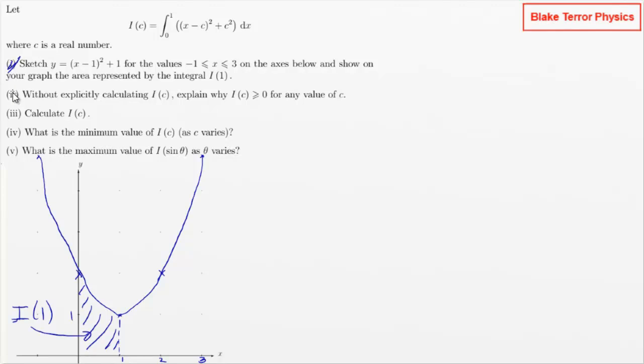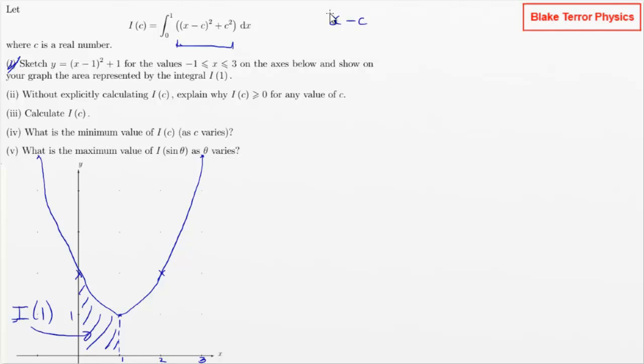Without explicitly calculating I of c, explain why it's greater than or equal to 0 for any value of c. Okay, so that's telling us that these areas are always positive. These areas are always above the x-axis. So we need to show that the inside part here, the function that we're integrating, is always going to be above the x-axis. So that's what we need to show on this.